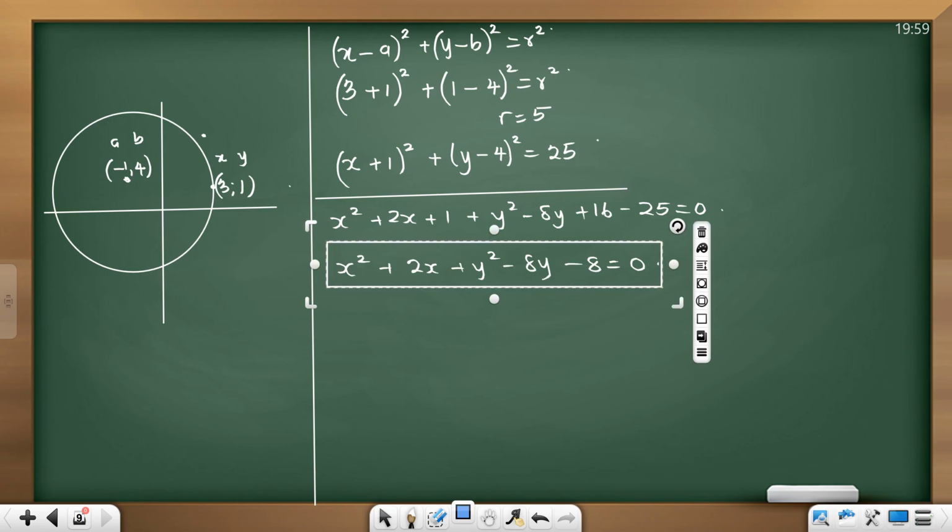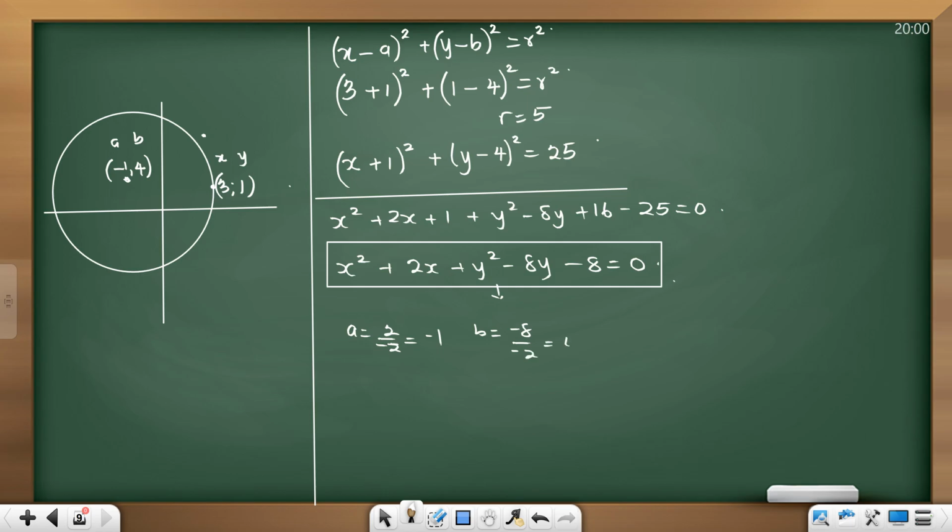Finally, before we close, do you think you can convert this back? Given this, can you find the radius? It's straightforward now, right? You can pass it, but I can already tell you that a is 2 over negative 2, which is negative 1. And what is b? Negative 8 over negative 4, which is negative 2. And my answer is 4.